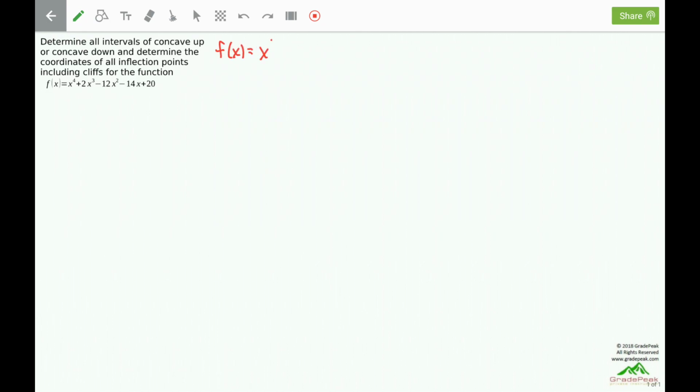f of x equals x to the fourth plus 2x cubed minus 12x squared minus 14x plus 20, which is a polynomial, and a polynomial has a domain that is all real numbers, or negative infinity to positive infinity. The next thing to do is find all candidate numbers. We will need the second derivative for this.